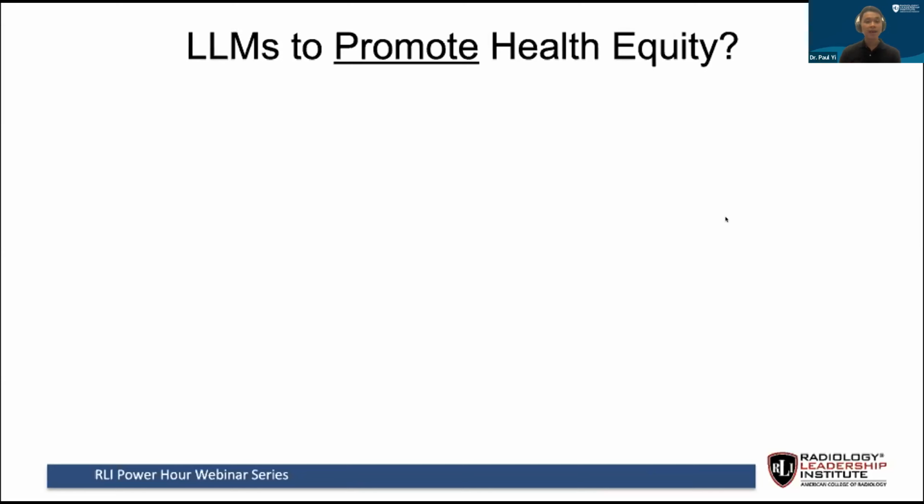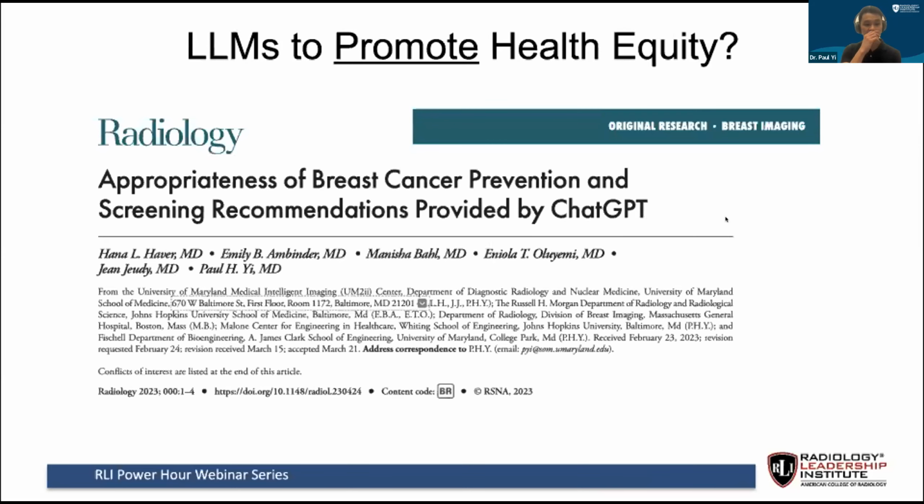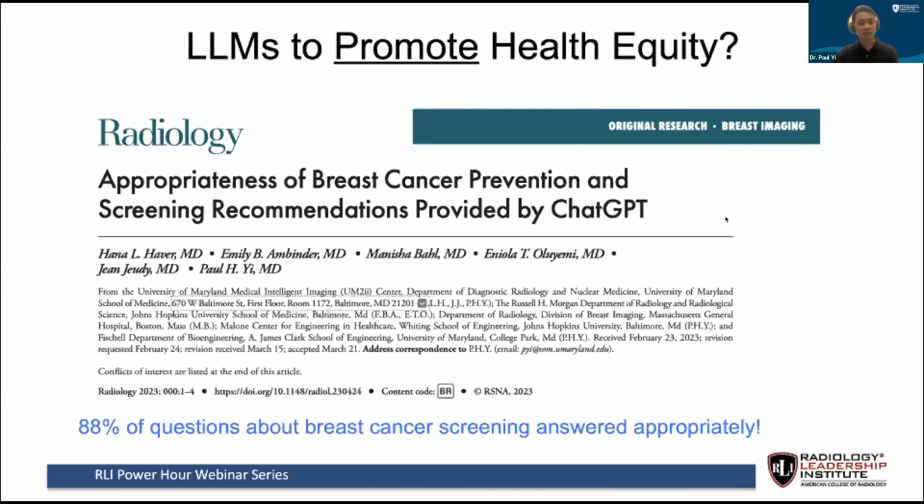But not that all of this has to be doom and gloom. I do think that there's a lot of hope for AI to promote health equity. This is a paper that we published in Radiology a few months back about asking ChatGPT common questions about breast cancer prevention and screening and assessing the appropriateness and accuracy. And we found even in this early stage, the majority of them were answered appropriately.